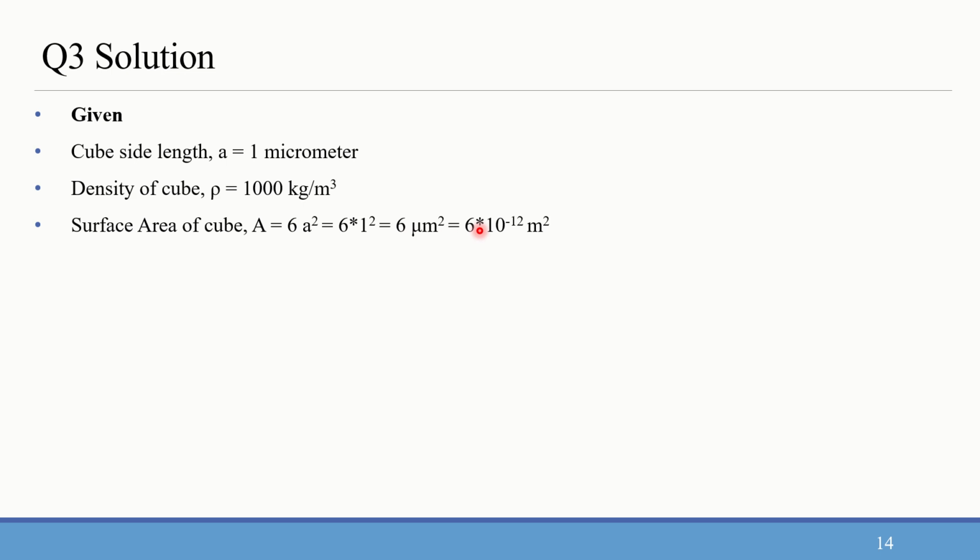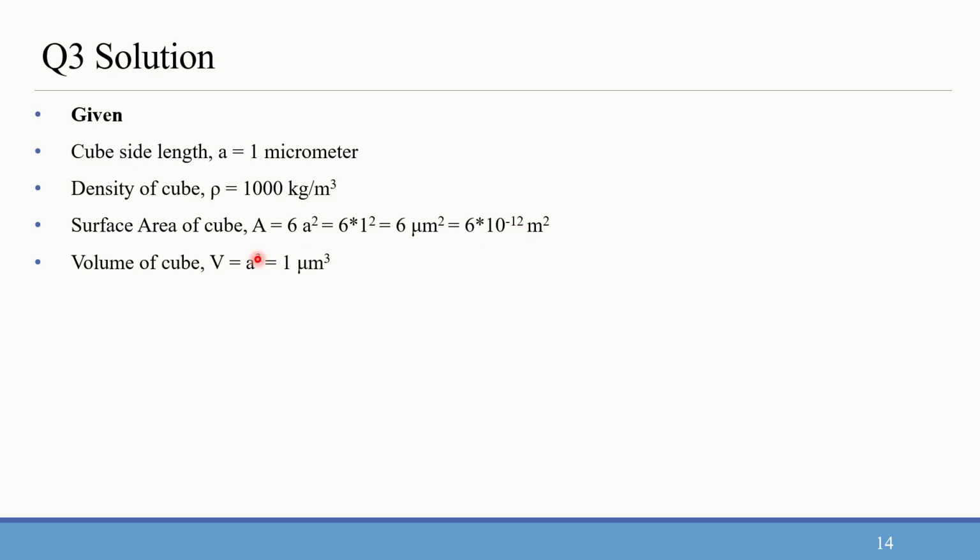So here again, since it is like kg by meter square, we are converting the units to meter square. So surface area is 6a square. So a is 1 micrometer. So that gives us 6 micrometer square. In meter square, how can we write? We can write it as 6 into 10 power minus 12 meter square.